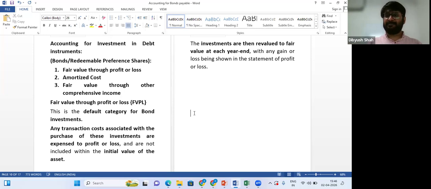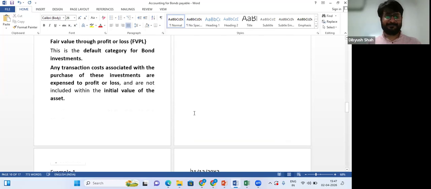And these investments will be revalued to fair value at each year end. So at every balance sheet date, the investments have to be revalued to fair value, market value. And any unrealized gain or loss, why unrealized? Because you still hold the instrument with you. That will be recorded in profit and loss account. I hope you are clear till here.